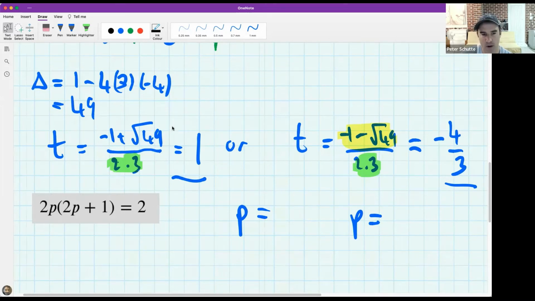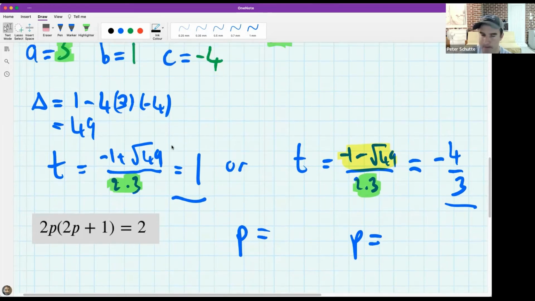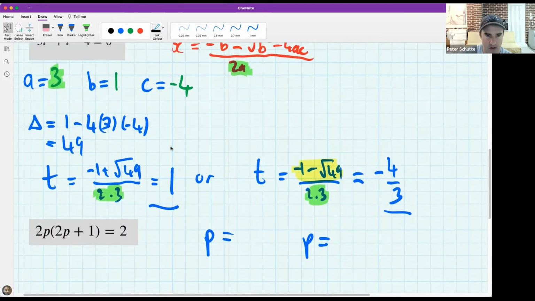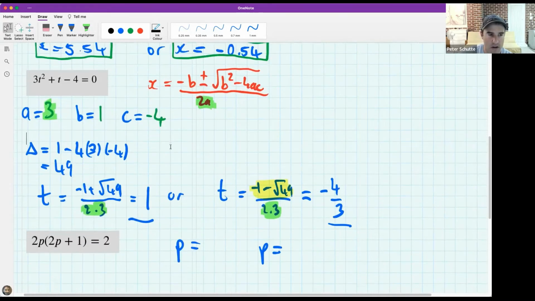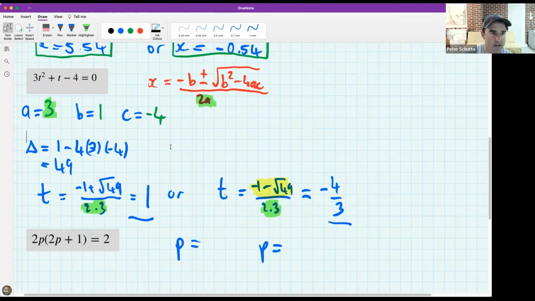Is it about the previous one we're doing now? Yeah, it's about the previous one. Okay. I wanted to ask the 3t squared. Do we just leave the square when subbing in, or we don't sub in the square?